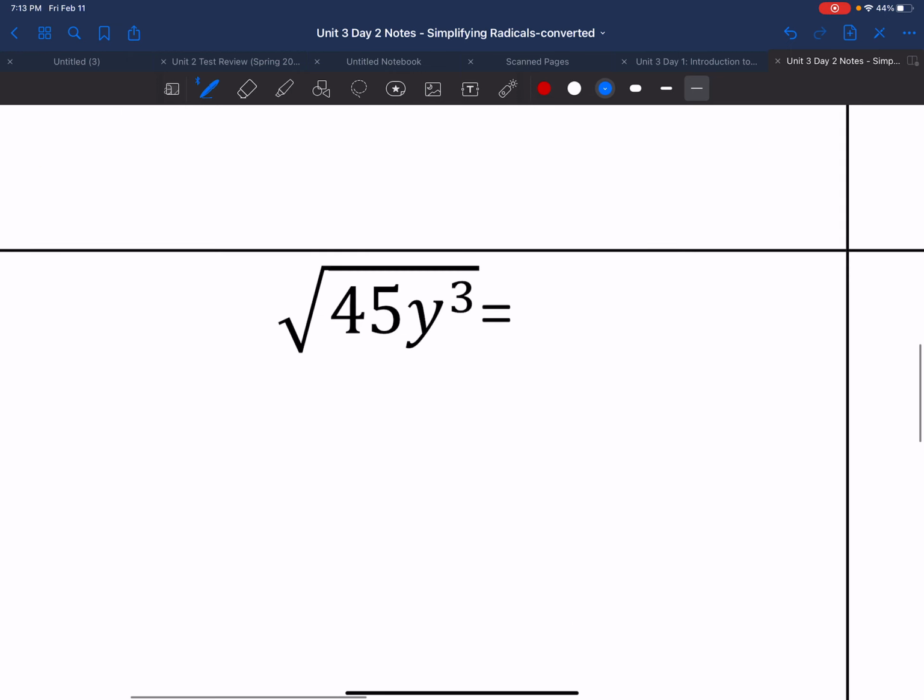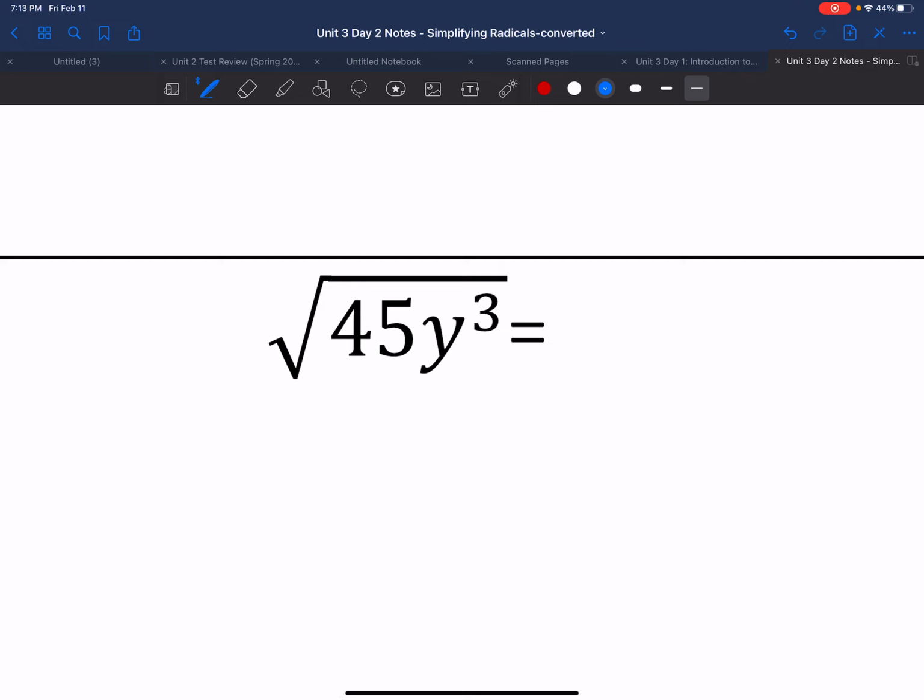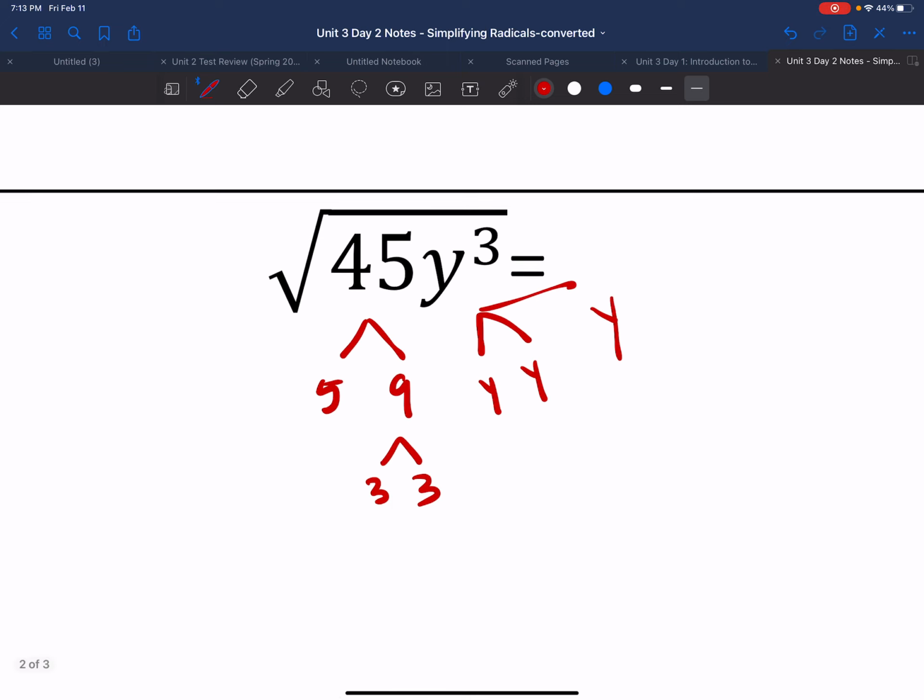Okay, here we go. Let's do this one. The square root of 45 times y cubed. 45 isn't a prime number, so I can go ahead and break that down. So I have 5 and 9. And then this is 3 and 3. And this y cubed is y times y times y. So let's go ahead and circle our pairs. So here's a pair here. Here's a pair here. And then I'm going to write one 3 outside of the radical sign and one y outside of the radical sign.